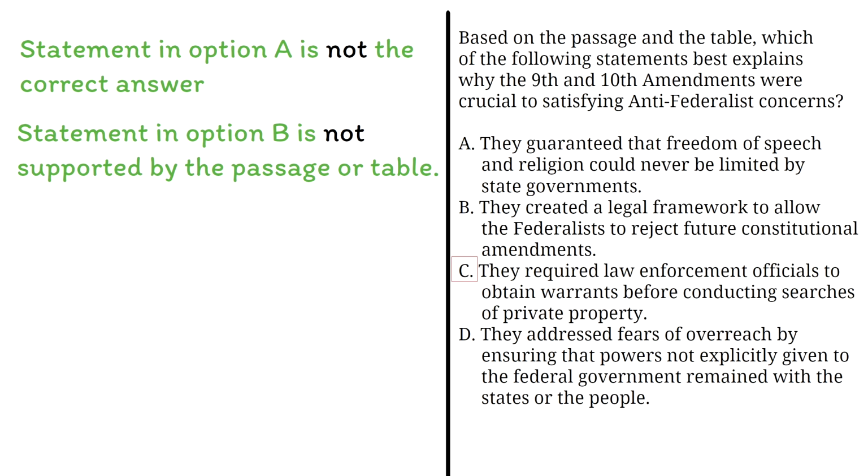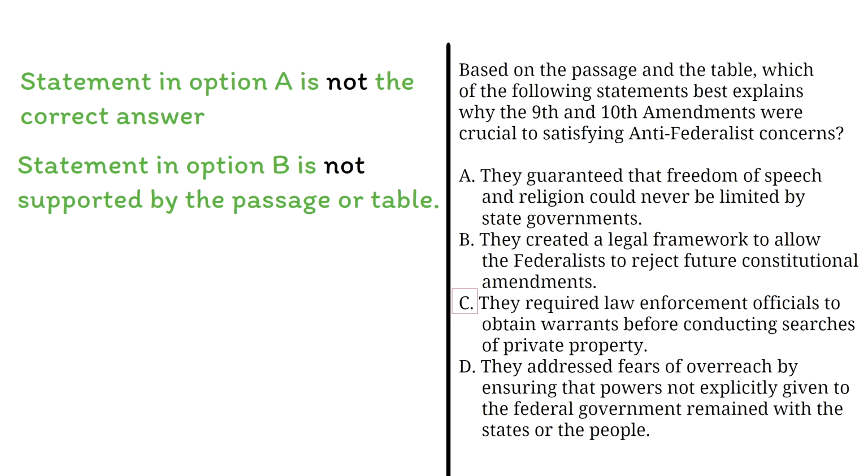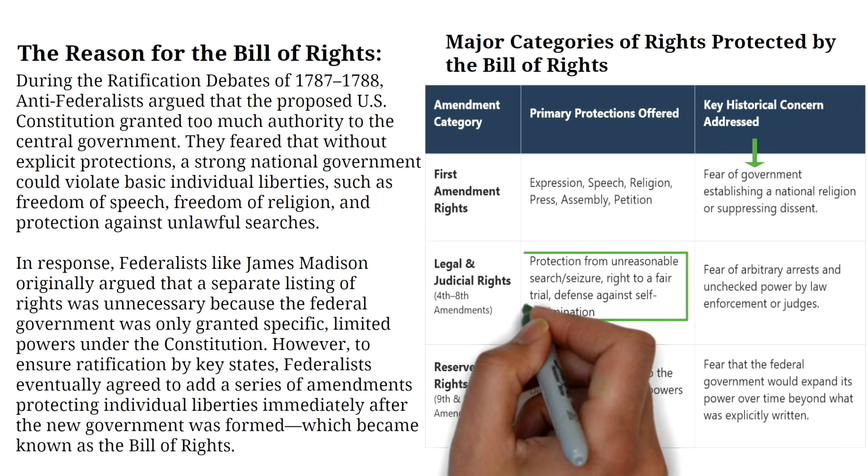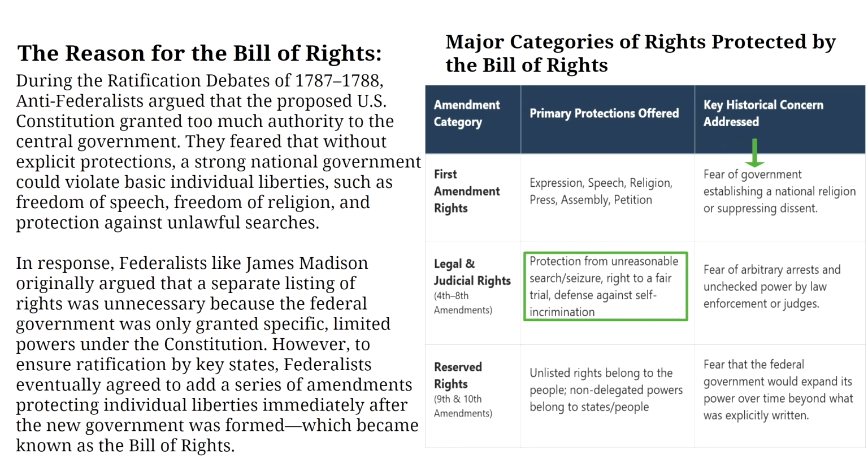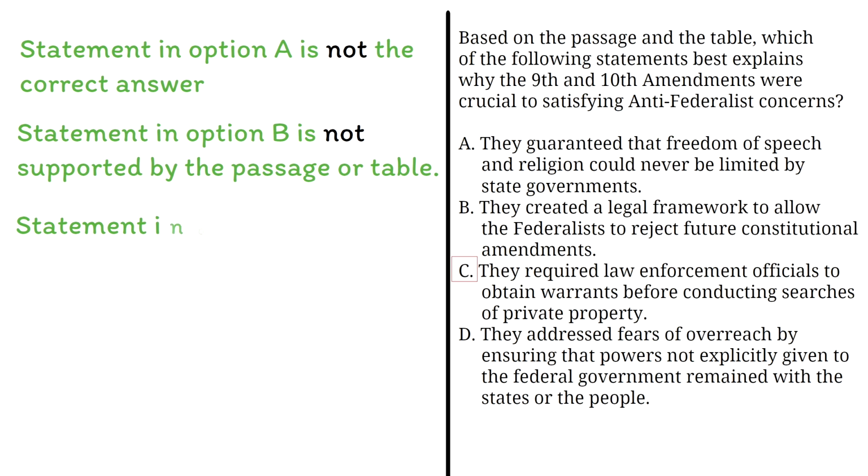Option C says, they required law enforcement officials to obtain warrants before conducting searches of private property. That's also incorrect. The table identifies protection against unreasonable searches and seizures as part of the legal and judicial rights in the 4th to 8th Amendments, not the 9th and 10th Amendments. This makes the statement in option C wrong.